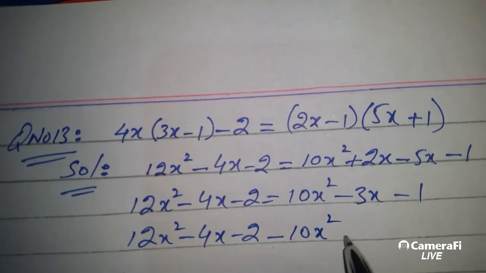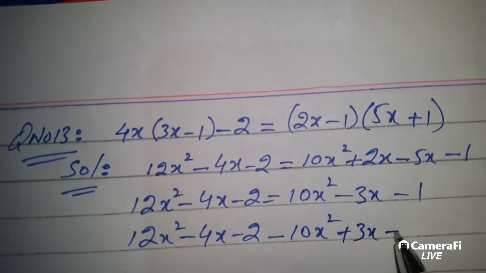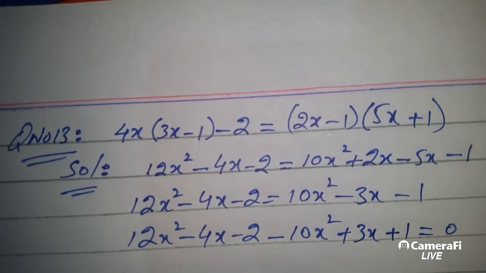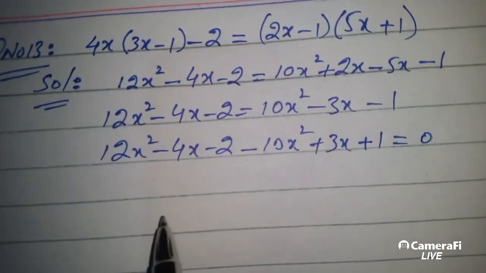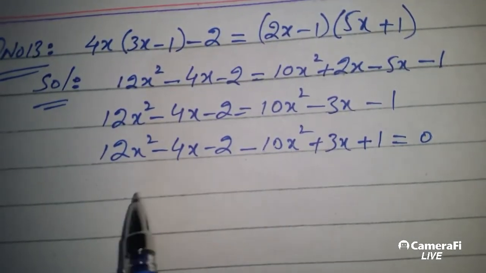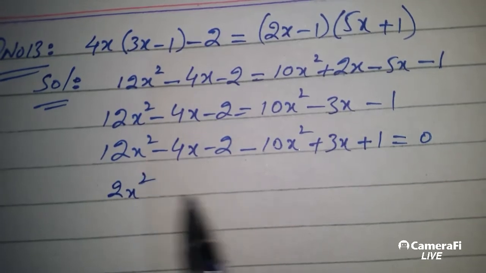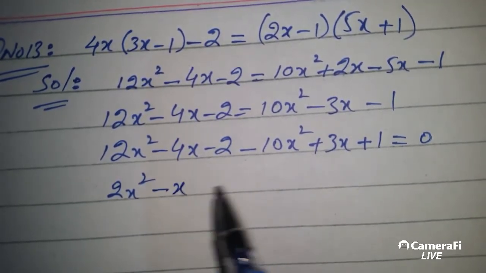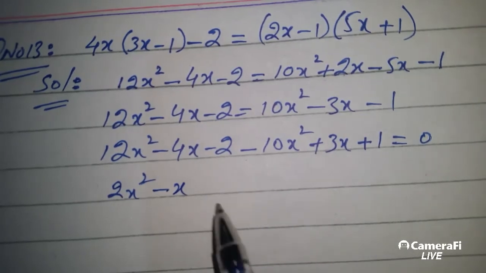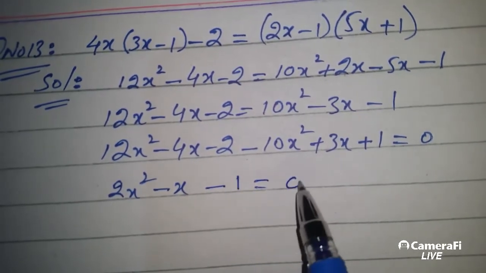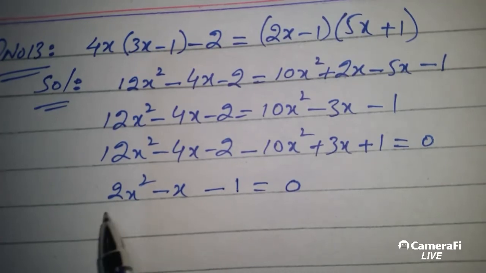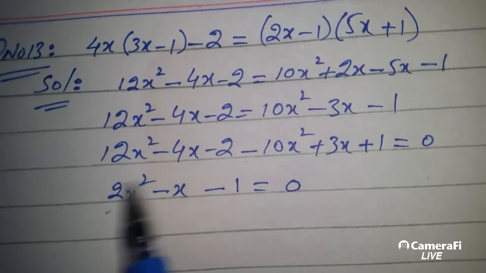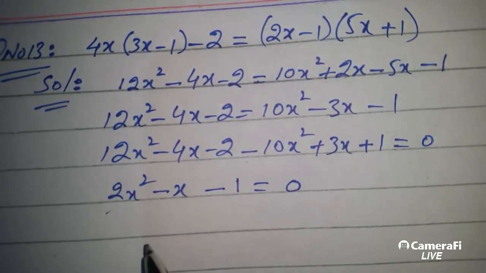Taking all the terms to the other side will change the signs of all the terms. Now 12x square minus 10x square, I get 2x square. Minus 4x plus 3x is minus x, and minus 2 plus 1 is minus 1. So 2 ones are 2, 2 and 1. When we multiply these two terms, we get minus 2.